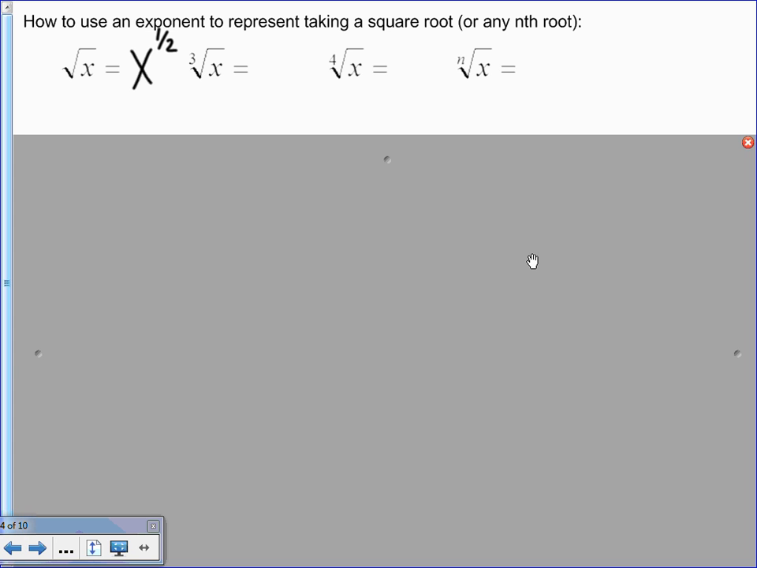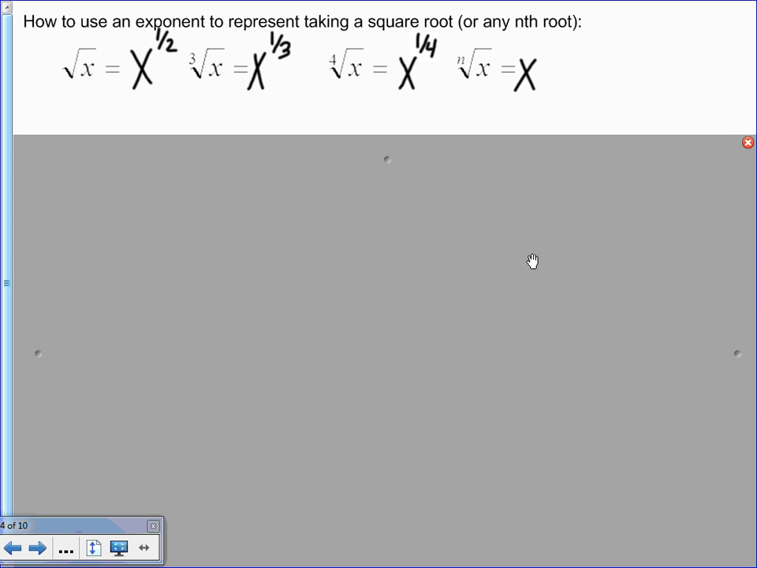Anything that you're taking a cube root of, you're actually taking x to the 1/3. So not x cubed, but x to the 1/3 is the same as a cube root. So you guys tell me, what's the 4th root of x? X to the 1/4, and what's any nth root? X to the n?